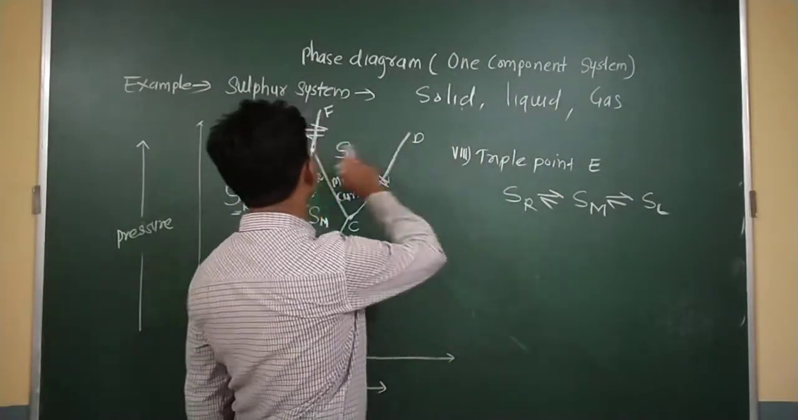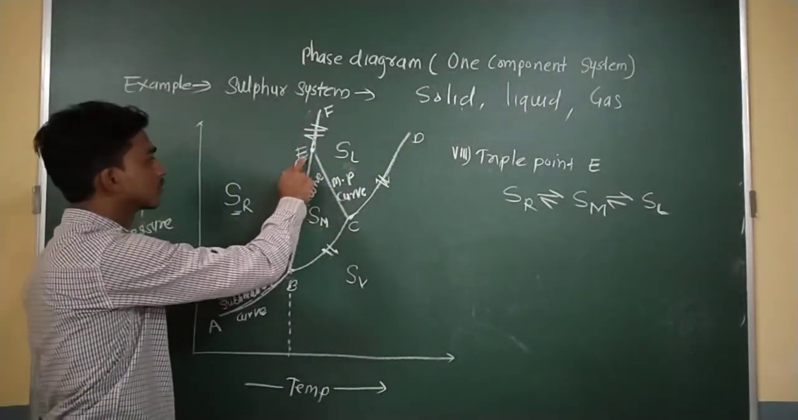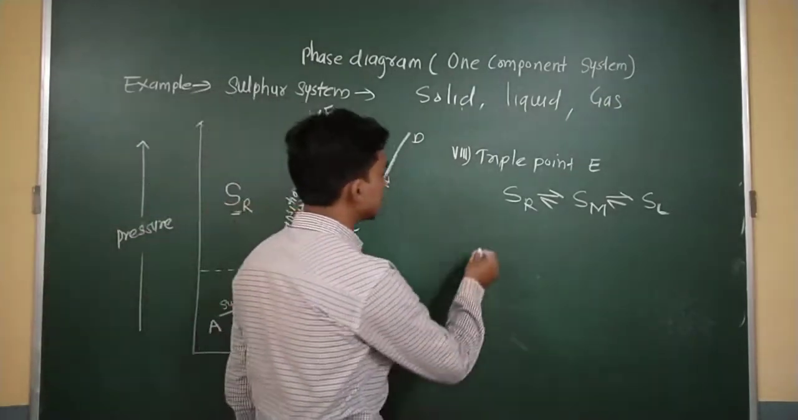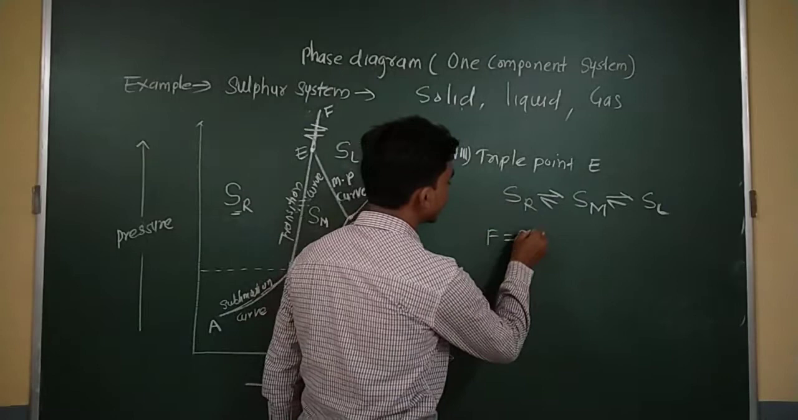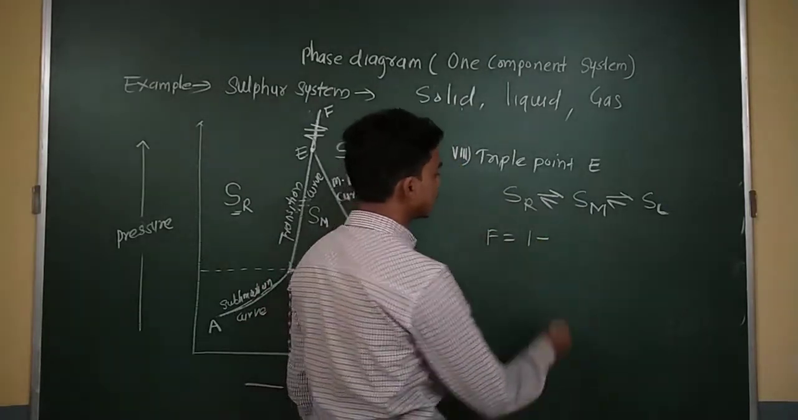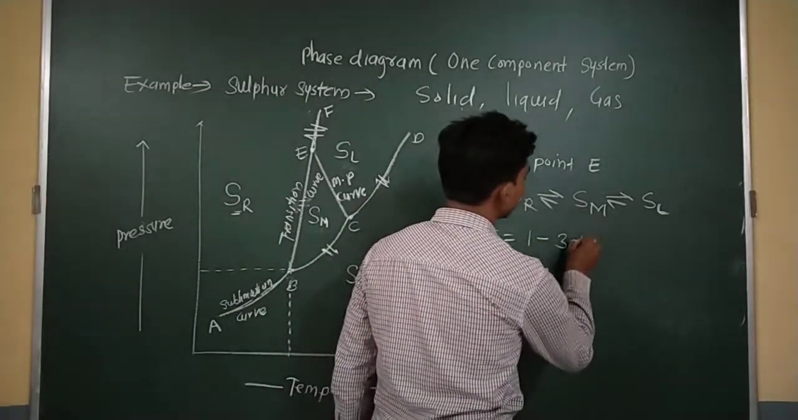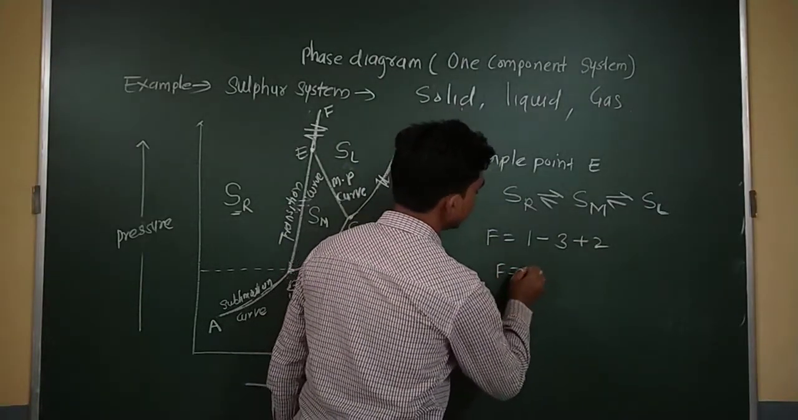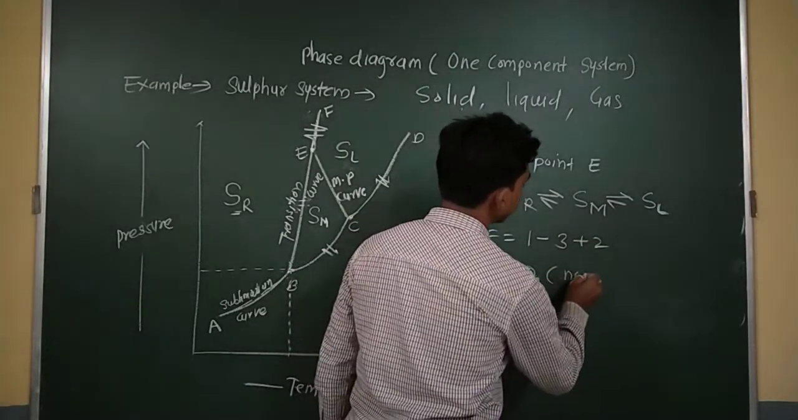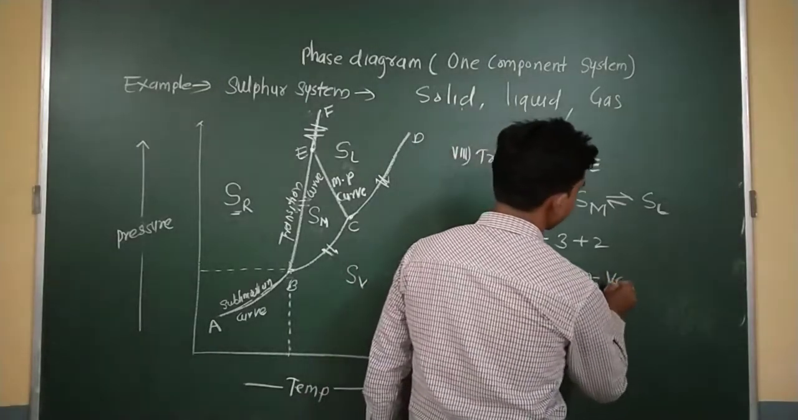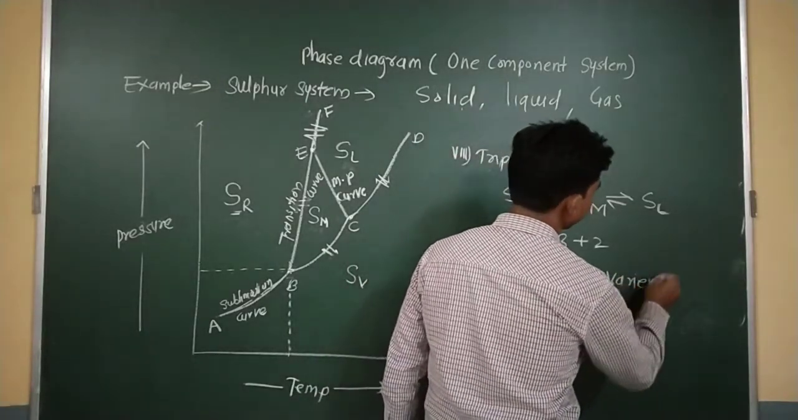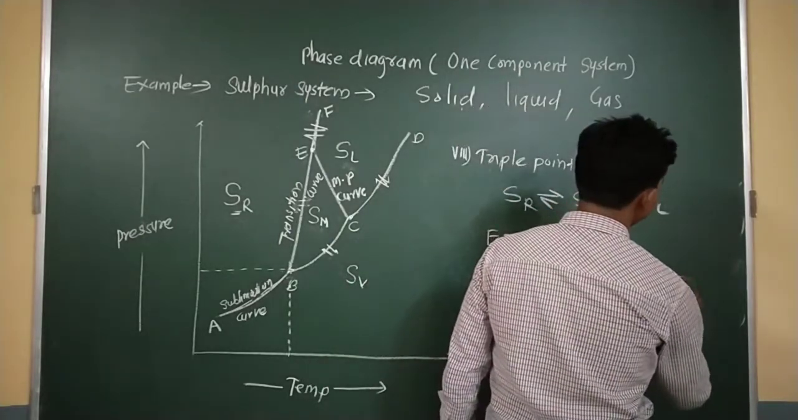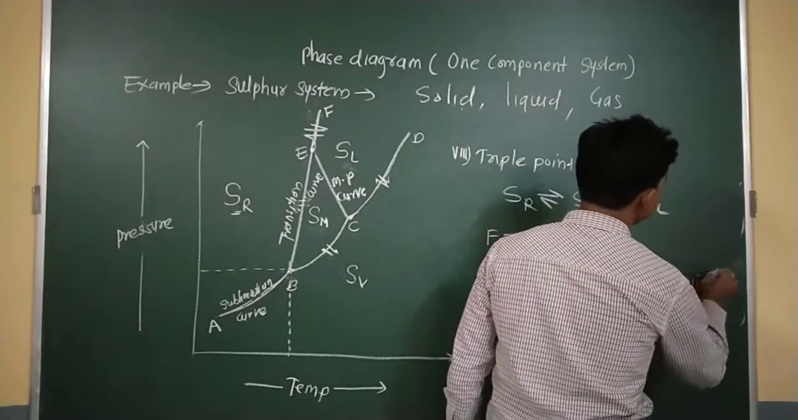And at that point, how many phases are there? Three phases are there, and because of three phases, F is equal to the number of components, which is 1, minus the number of phases, 3, plus 2. What will we get? F is equal to 0. That means the triple point in any system is a non-variant point.